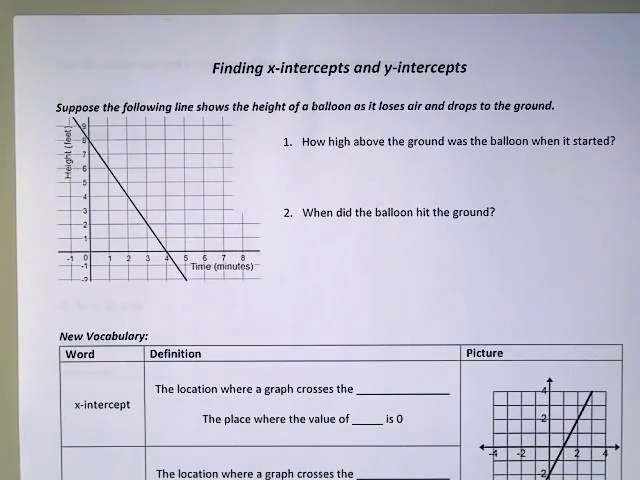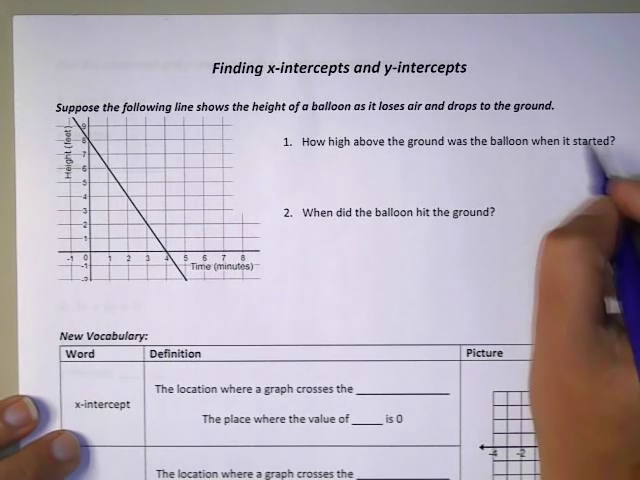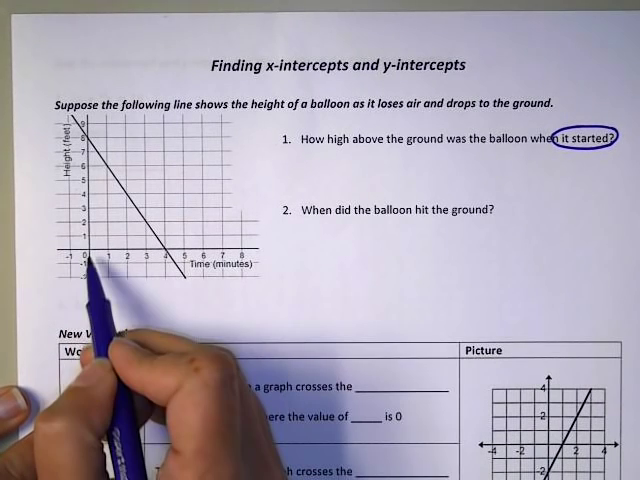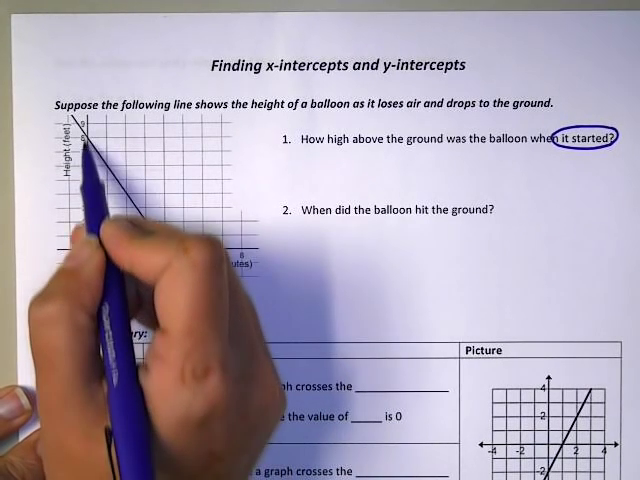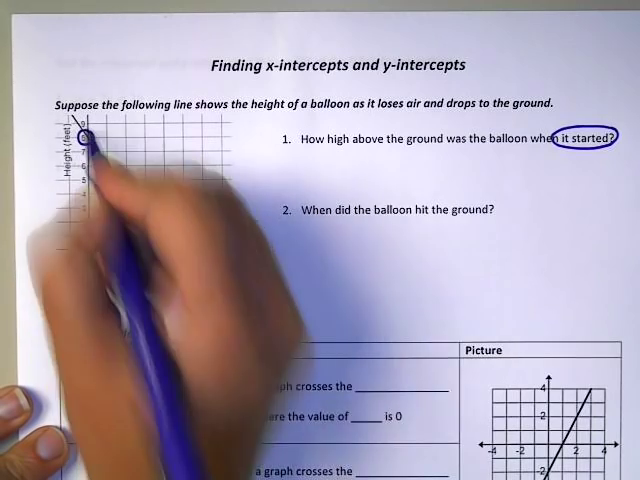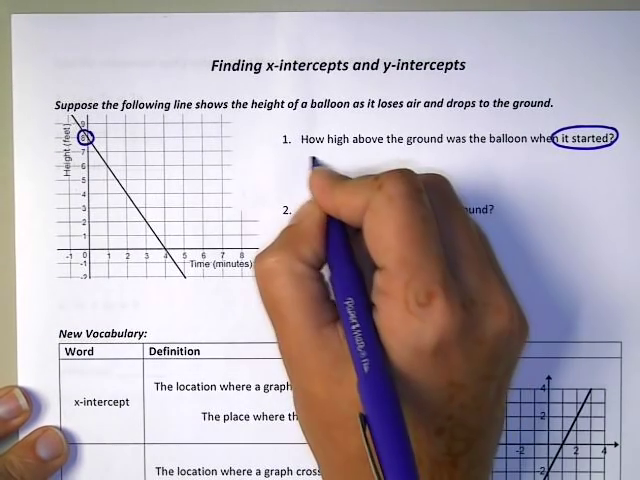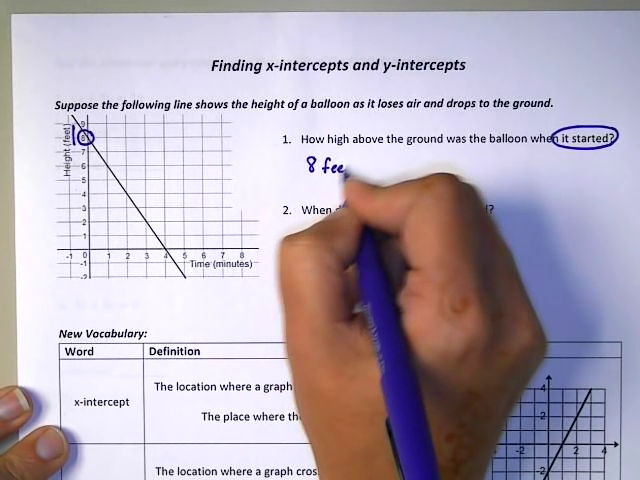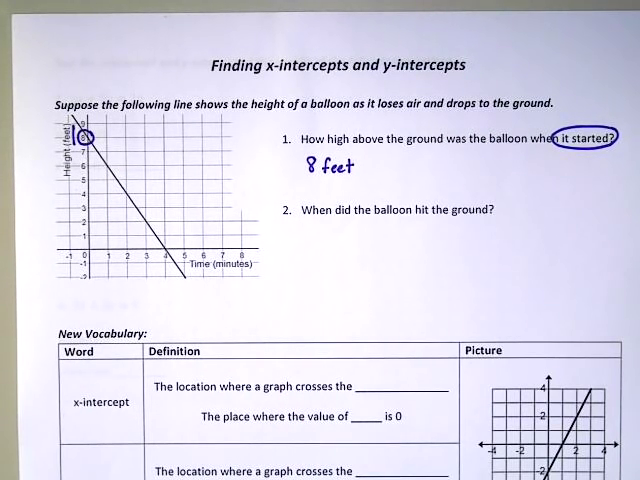One of the questions I might be interested in is how high above the ground was the balloon before it started? So when it started means at the beginning. If I look at this graph, the beginning would be here on the y-axis. So I would say that the height of the balloon was 8, and I can use these units, feet, above the ground before it began to descend.